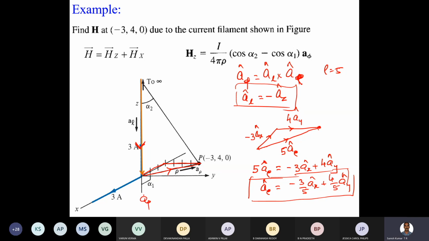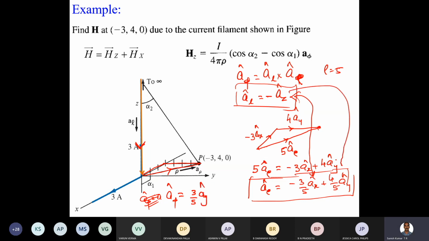So A5 equal to AL cross, my space is not available. Let me directly write the answer. So A5 will be equal to minus AZ into minus AX. Minus of minus will be plus 3 by 5 AZ cross AX. What will be the result? AZ cross AX will be AY.